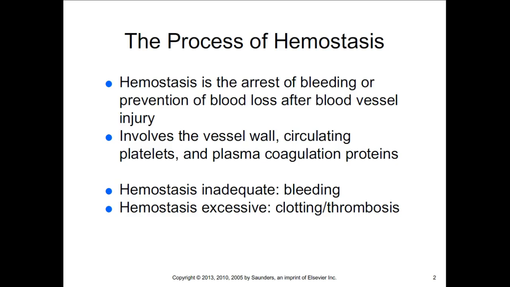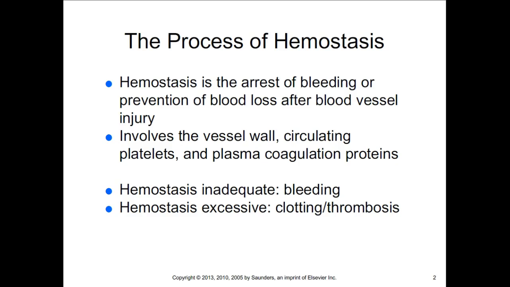All right, so what is hemostasis? Hemostasis is basically stopping blood loss. So we want to prevent blood loss after a blood vessel has been injured. This would be as simple as getting a paper cut, to as complex as lancing through an entire blood vessel, like maybe even somebody who's trying to commit suicide.